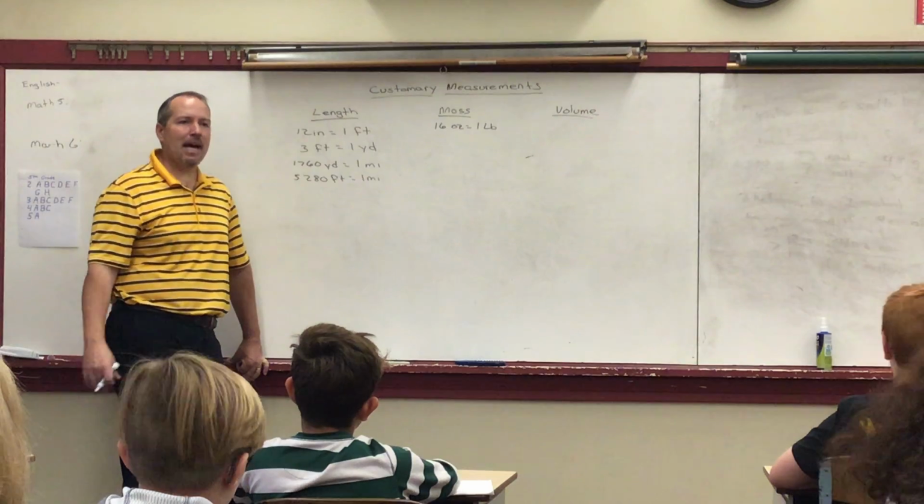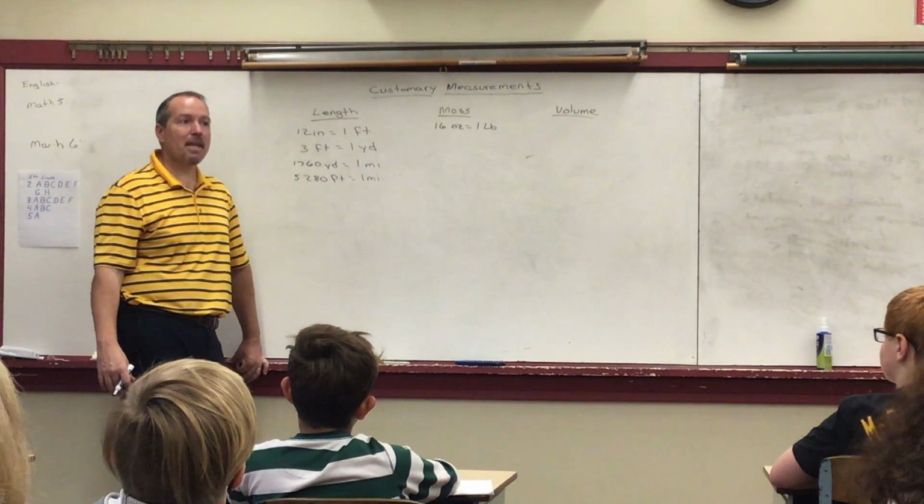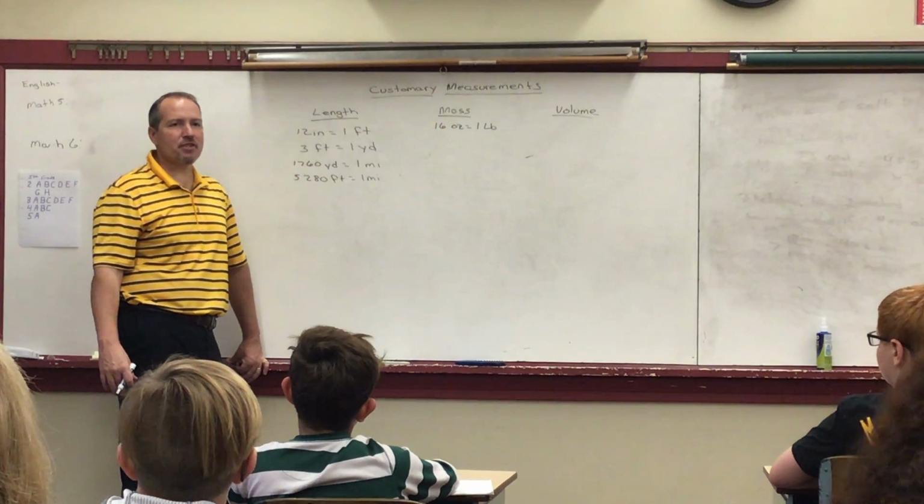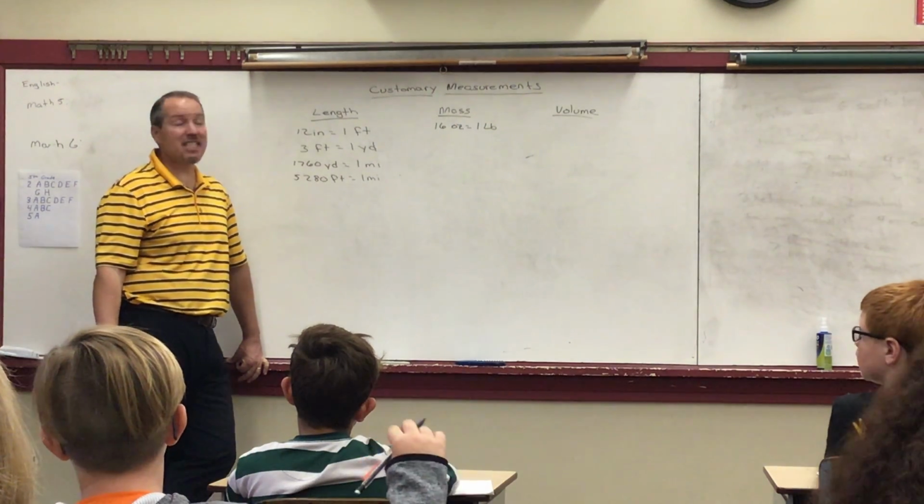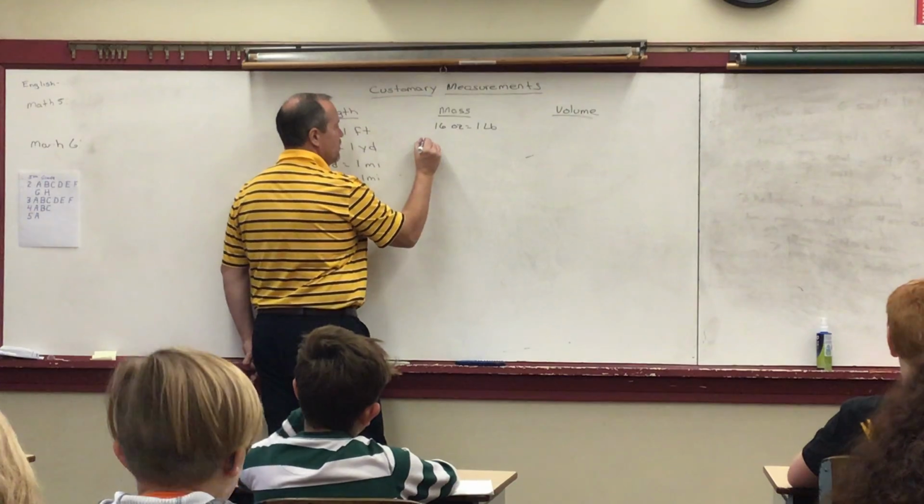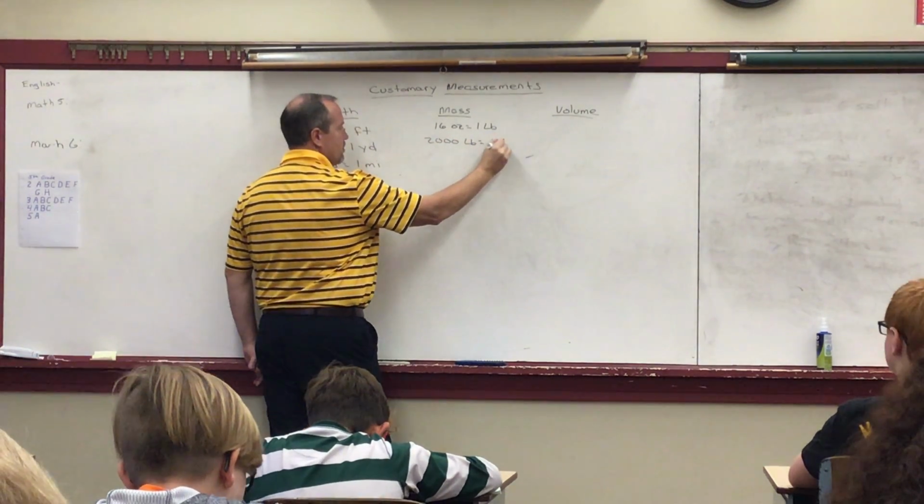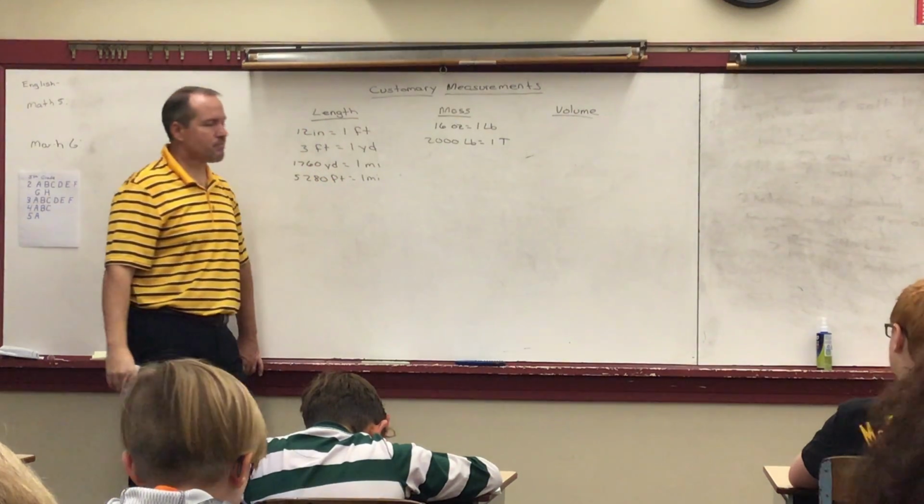Okay? After pounds comes what? Liters? Nope, that's metric system for volume. Ton. 2,000 pounds equals 1 ton.